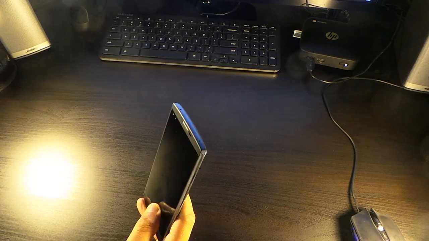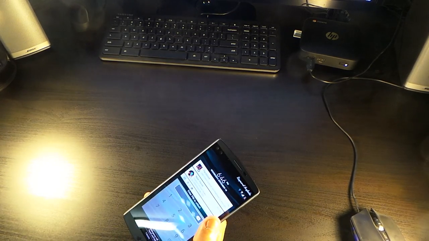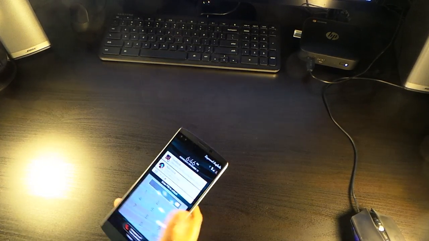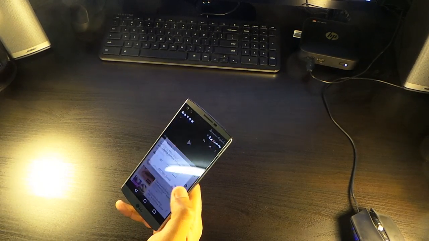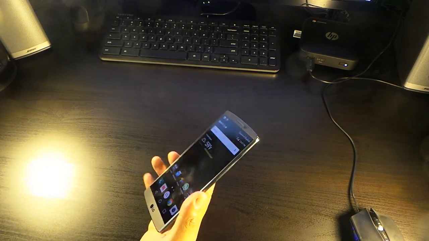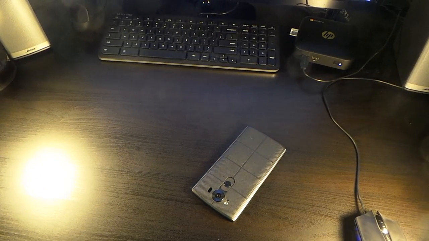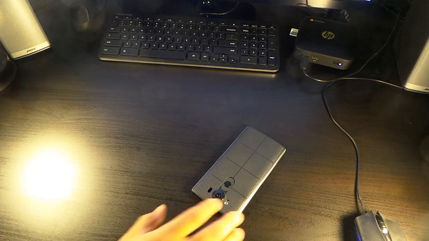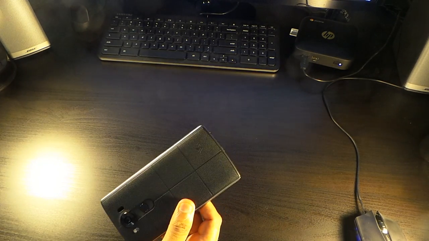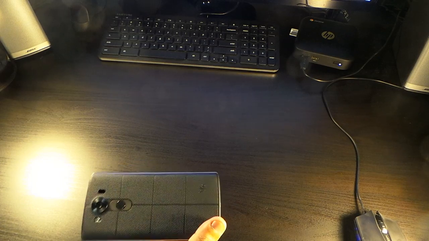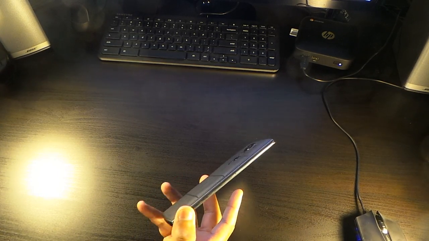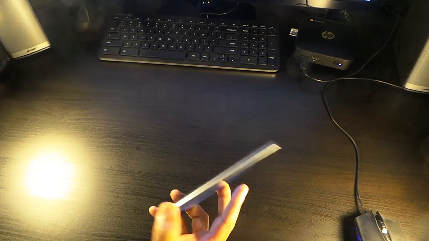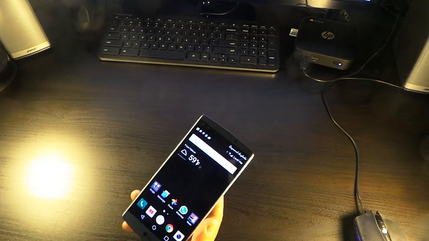Another thing about this phone that I like is the fact that it has double tap to wake. Double tap to wake is a really good feature, so you can get right into your phone. That's what I love about it. Damn good phone. If you're looking to get the LG V10, I probably said G4 earlier, but if you're looking to get the LG V10, I definitely recommend it because it's a damn good phone.